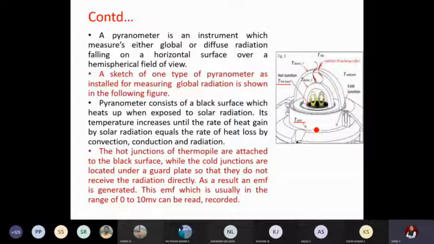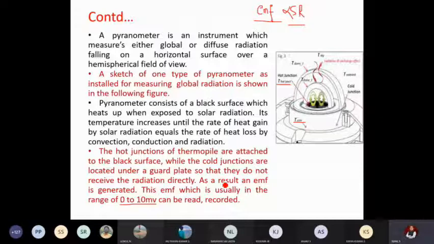As a result of the temperature difference between these two, an EMF will be generated by the thermocouple or the thermopile, whichever you are using. This EMF or voltage is directly proportional to the solar radiation received. Based on the EMF, you can judge how much radiation is received at that point. Usually it gives an EMF in the range of 0 to 10 millivolts. With some calculations, you can convert it into Langley per centimeter square, that is, how much energy is absorbed.